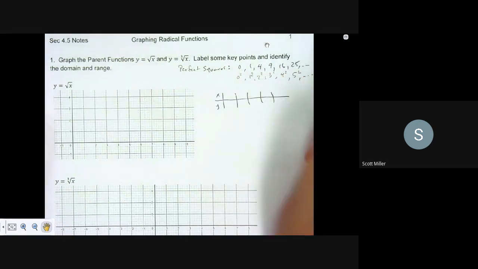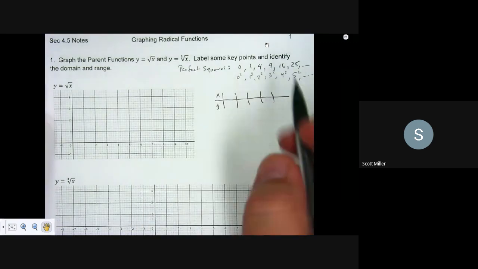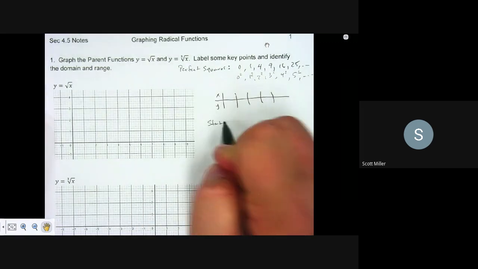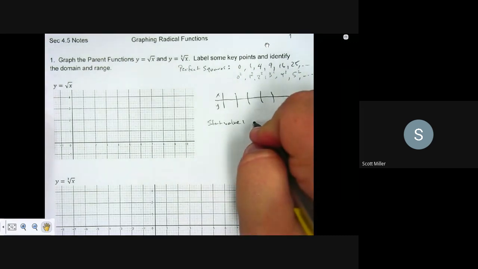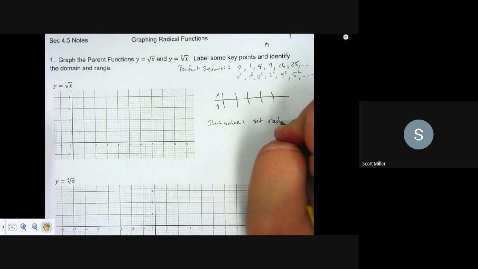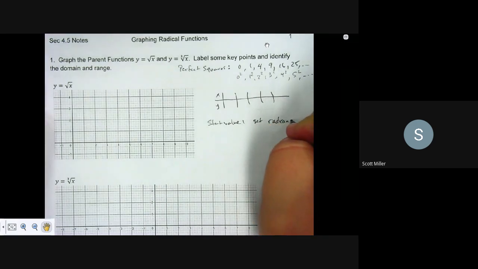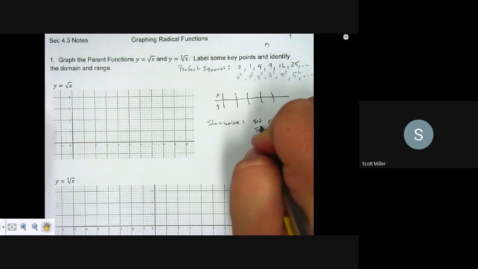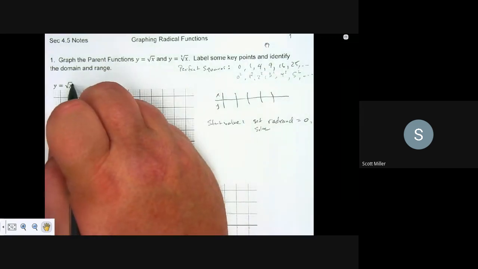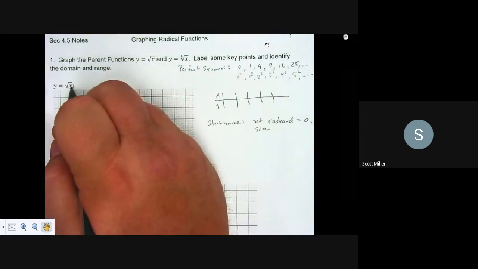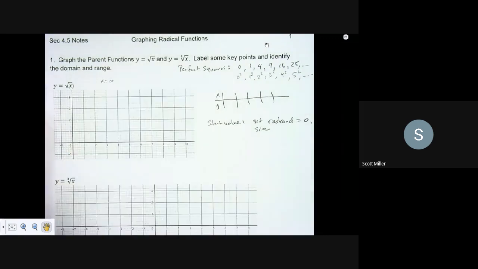This one has a starting value. To find the start value, take the radicand. What is the radicand? The radicand is the number under the radical sign. Set it equal to 0 and solve. This will give you the start value. So take that, set it equal to 0, and that tells you where to start. So when x is 0.